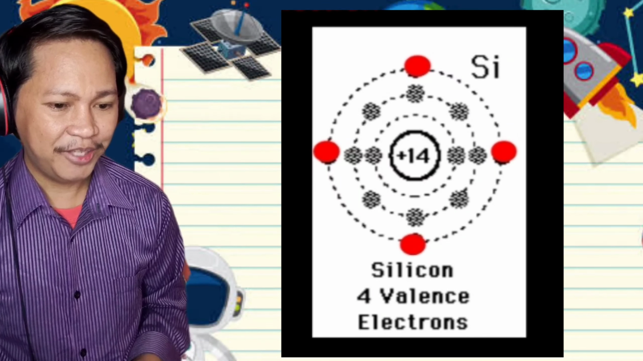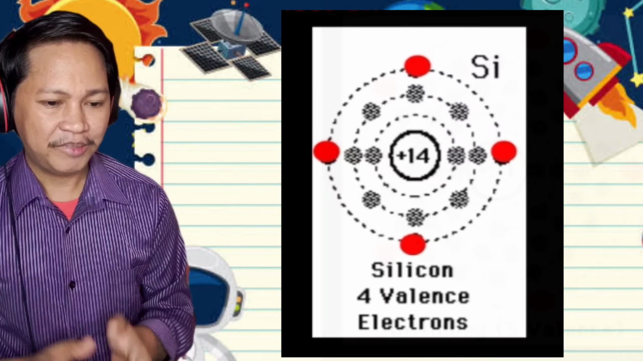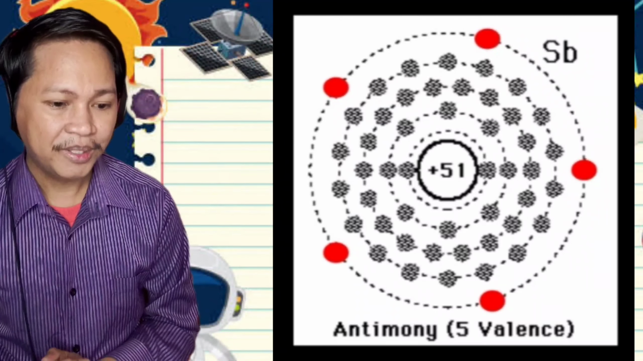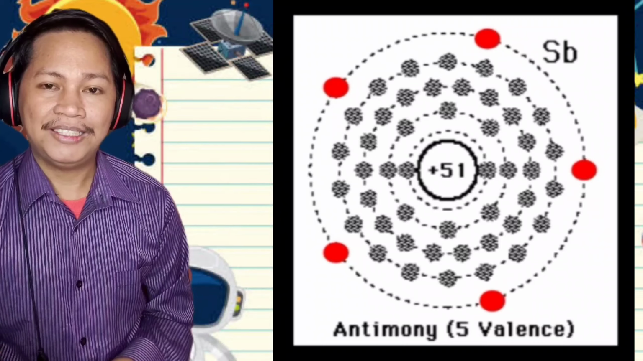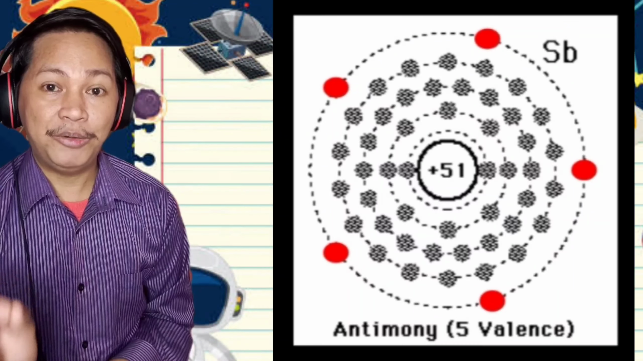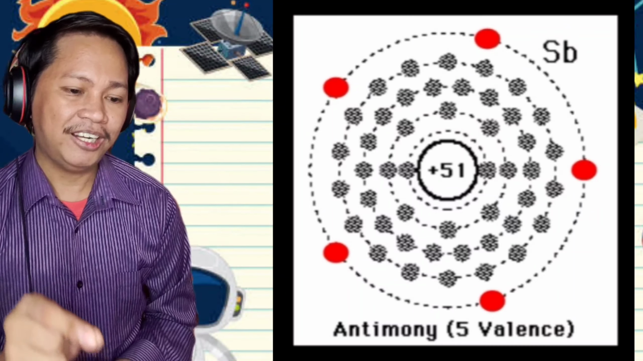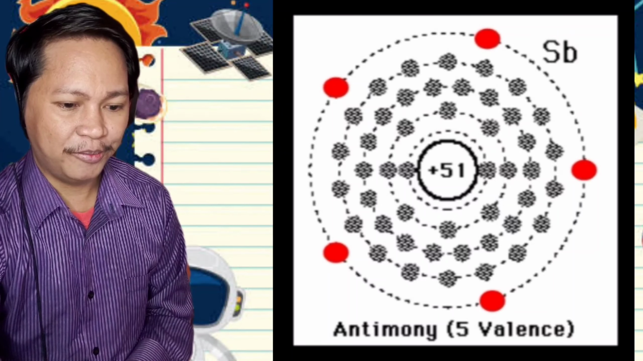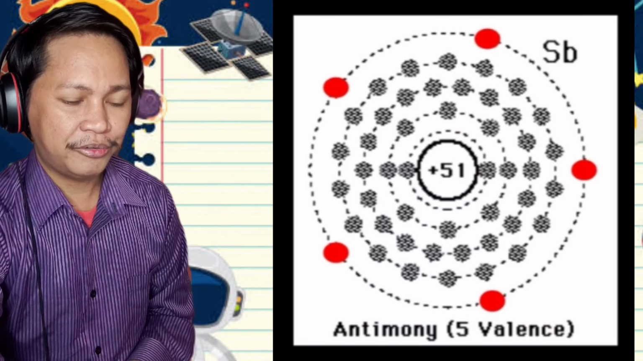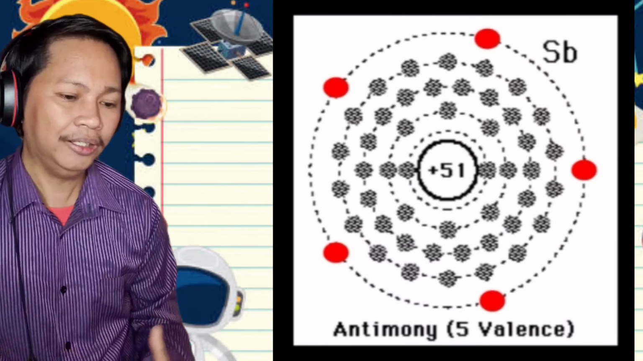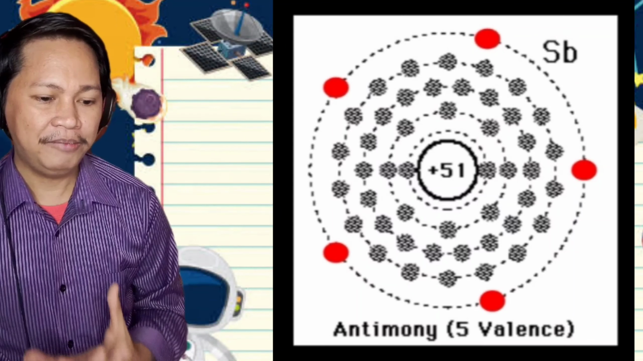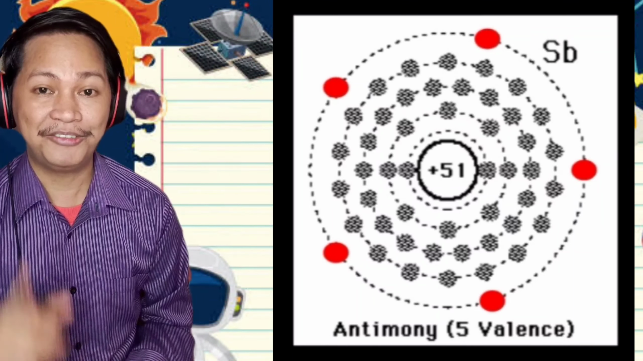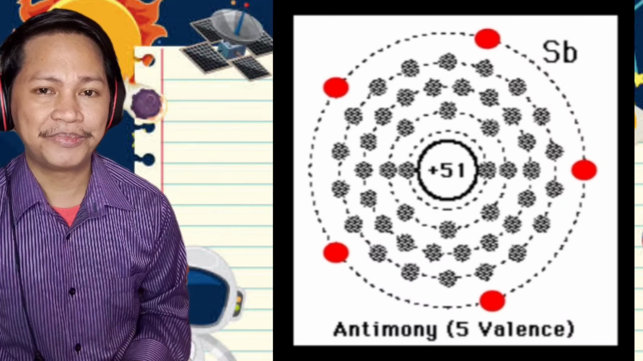And the next we have here Sb or antimony. Antimony has atomic number 51. So ang daming shell, class. If you're going to count, we have 1, 2, 3, 4. And the last shell, mayroon tayong 5 dots. So therefore, antimony has 5 valence electrons.